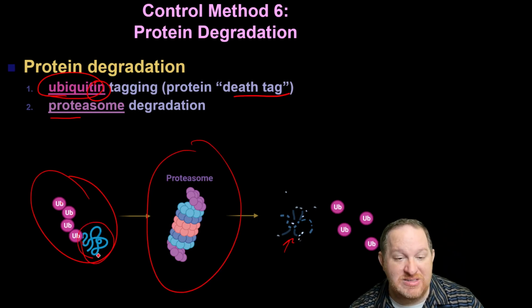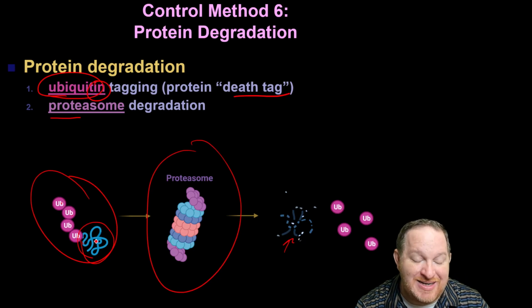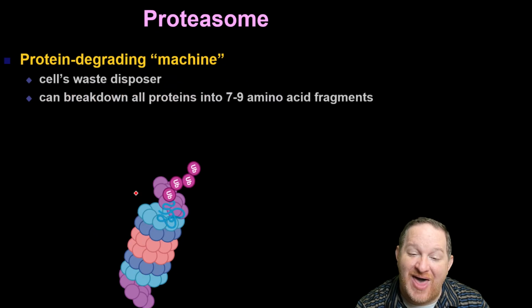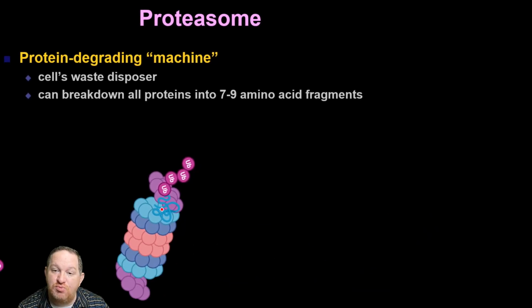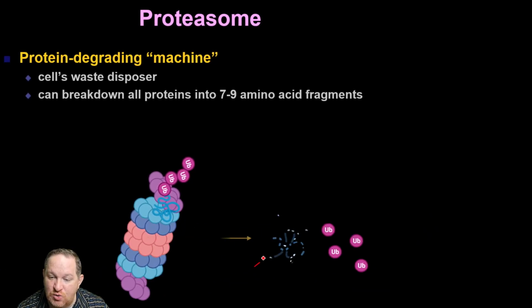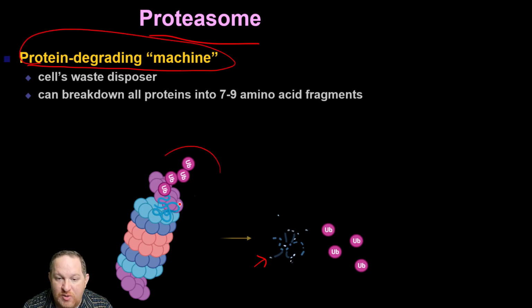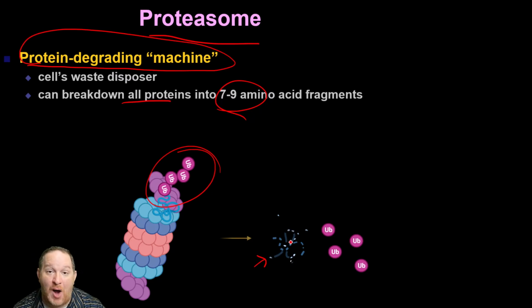Well, what happens? Once the ubiquitin has been tagged to this protein, you will notice that, as you see here, this ubiquitin signals this proteasome to break down the proteins into what you see here. So a proteasome is like this protein degrading machine that when it notices ubiquitin, the death tag for proteins, it breaks down those proteins into all these little 7 to 9 amino acid fragments.